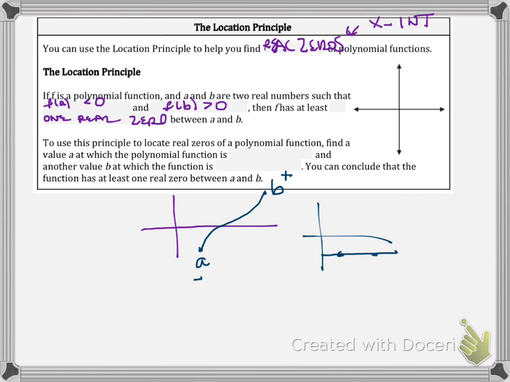To use this principle to locate real zeros of a polynomial function, find a value a where the polynomial function is negative, and then another value b at which the function is positive. When you find one that is negative and one that is positive, you can conclude that the function has at least one real zero between those points a and b. This is what it's telling you.